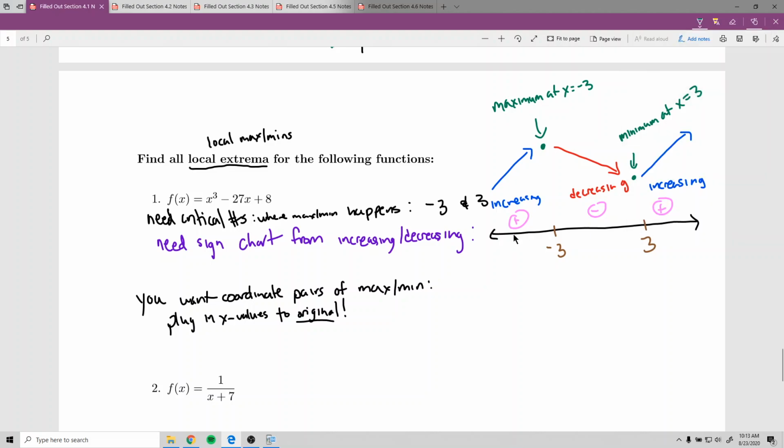Okay, so for -3, plug in -3. We got -3 cubed, not squared, minus 27 times -3 plus 8. And let's see what that gives us.